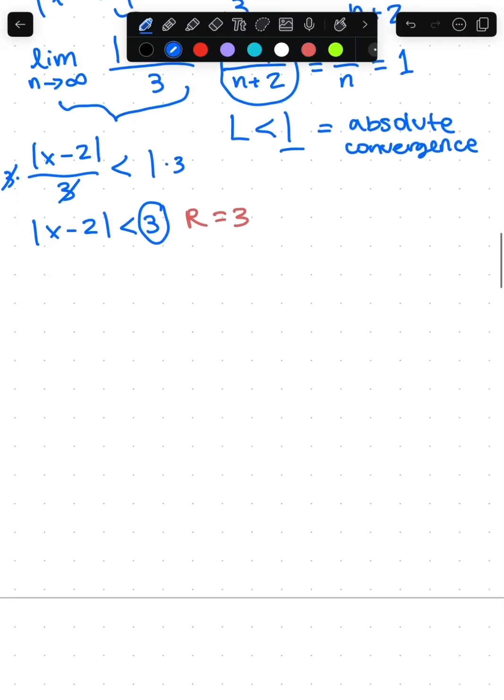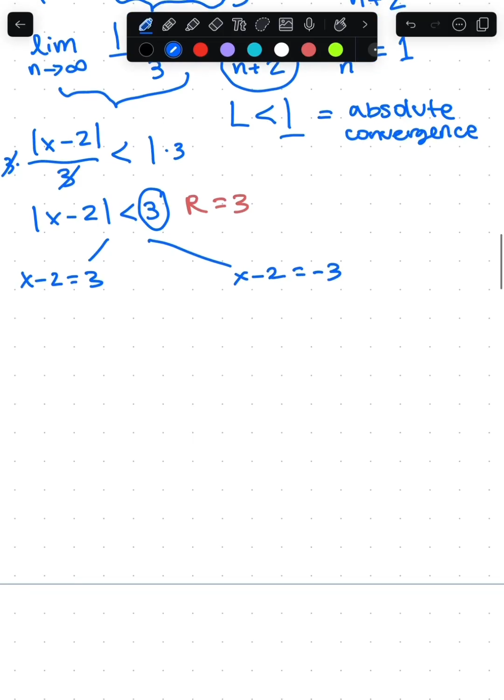But wait, there's more. We need to find the interval of convergence now. So to do that, we're going to split up this inequality because it's an absolute value. We're going to set one side to positive 3 and the other side to negative 3. So let's solve for x. We'll get x is equal to 5, and for the other one, we'll get x is equal to negative 1. Now, this is our interval. Negative 1 is less than x, which is less than 5.